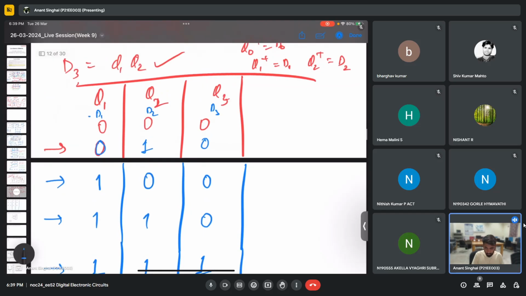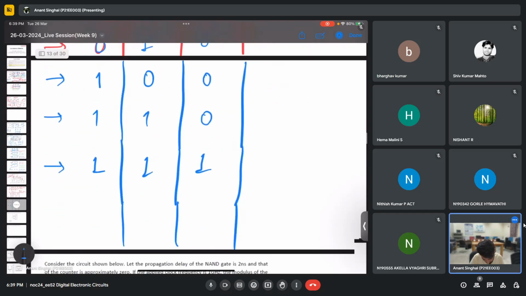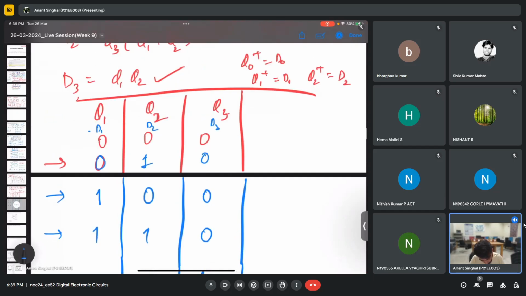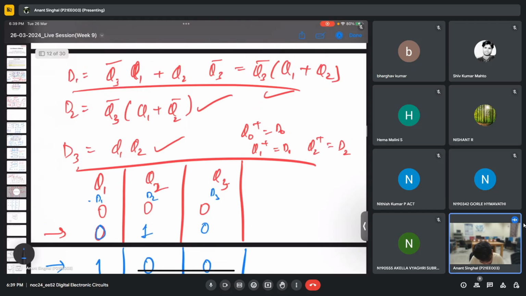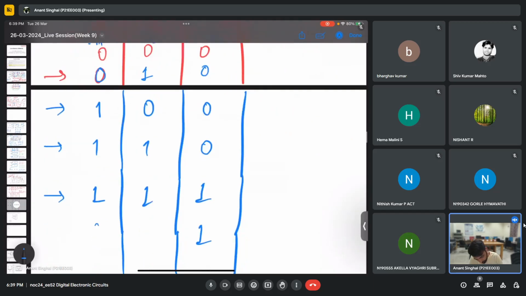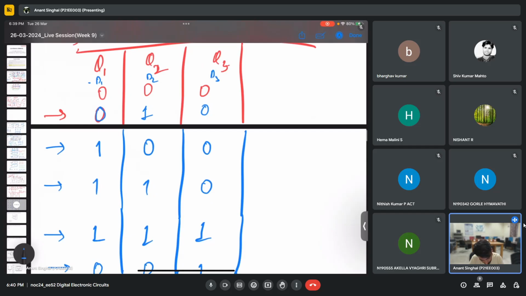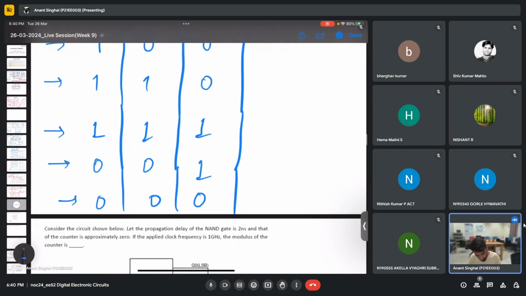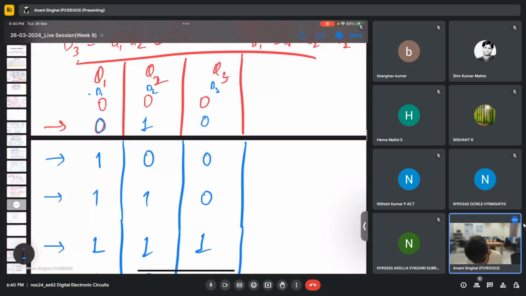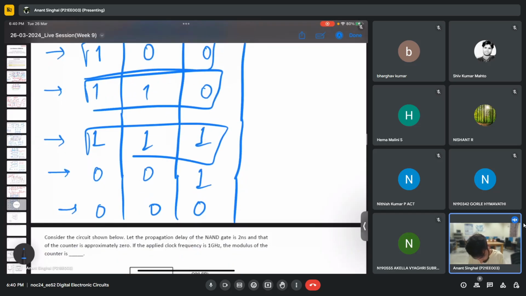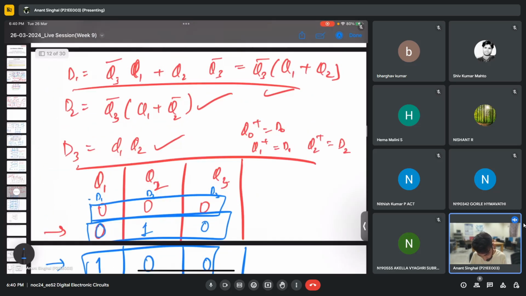If I have done some mistake, please stop me there only because I'm also not sure. So again, this will be 1. And what else? So Q3 is 0. So okay, these will become 0 for sure. And again, this will be 0. And then Q3 is okay. So these two will be 0 again. Okay, so I've got the initial state again. So let me count the number of states now. 1, 2, 3, 4, 5, and 6. So this is nothing but a mod 6 counter.